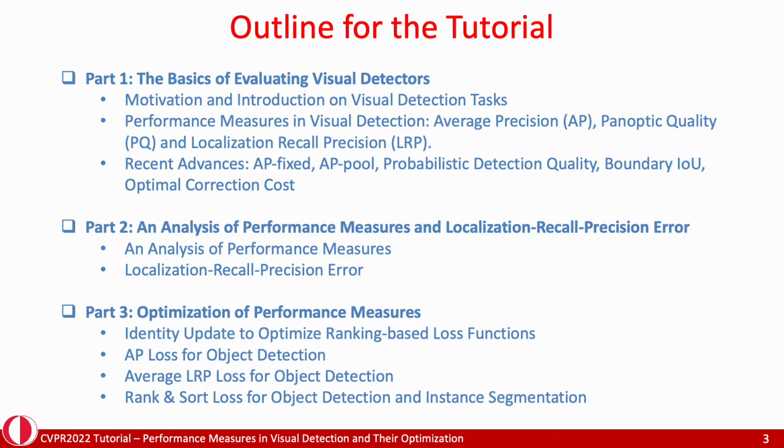We are going to talk about recent efforts that try to close this gap, all of which are based on ranking-based loss functions. So we will introduce these ranking-based loss functions, which are actually not differentiable, but we will introduce a method called the identity update, which gives us a gradient to minimize these non-differentiable ranking-based loss functions. We will give three examples of such loss functions. These are average precision loss, ALRP loss, and finally rank and sort losses.